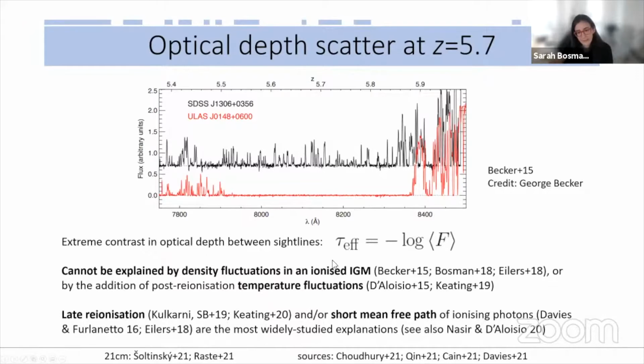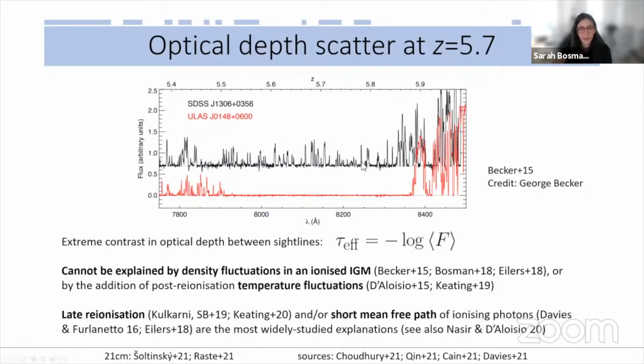So the physics at the end stages of reionization have been shown to have consequences for both the 21 centimeter signal, as well as the possible sources of reionization and their properties. So of course, we'd like to understand a bit better what's going on. And the specific question I wanted to answer, and we now can, thanks to the XQR30 sample, is when does this optical depth scatter end?